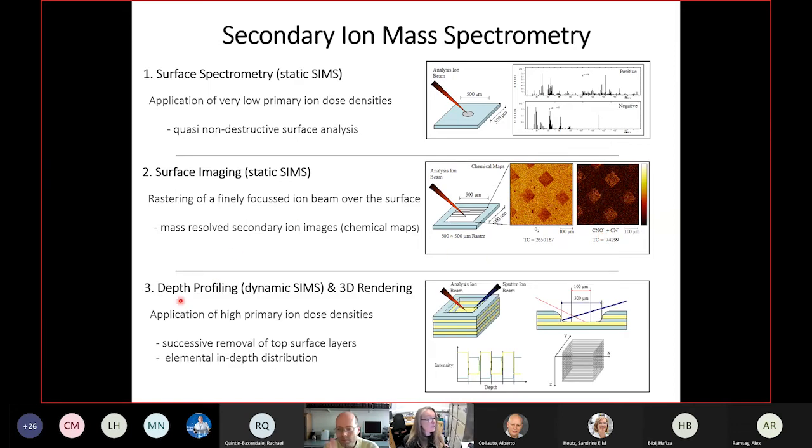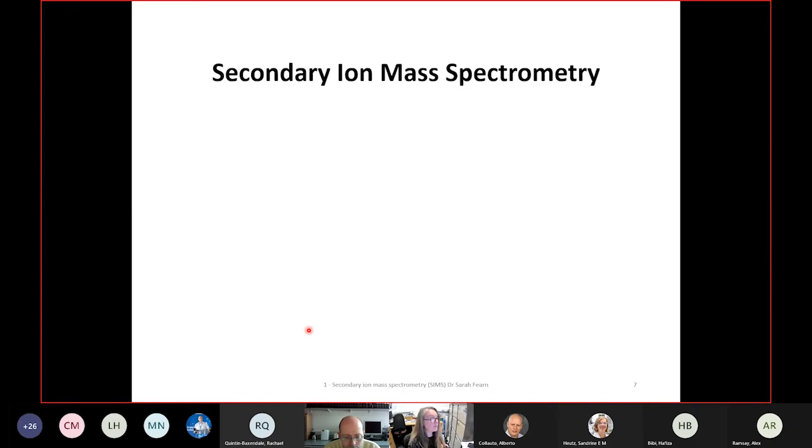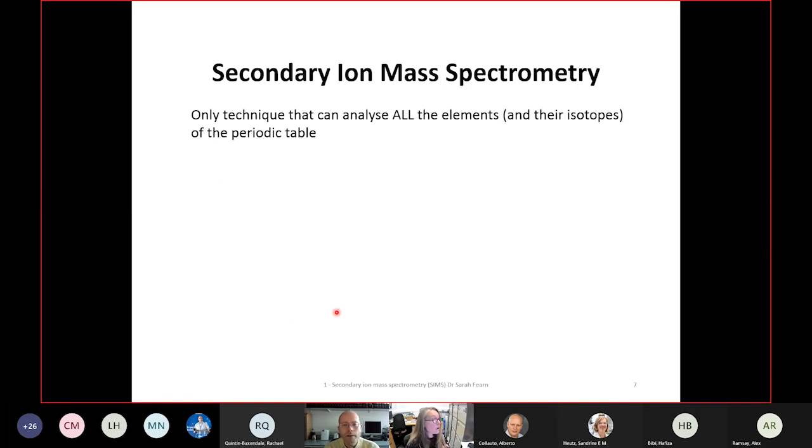And by introducing a second ion beam, so we have this sputtering ion beam that can also come in and raster over the surface, we can depth profile through a material and can get in-depth distribution of species that we're monitoring. So, some of the advantages of SIMS compared to other techniques, it's the only technique that can analyze all of the elements from hydrogen through to the uranium and their isotopes of the periodic table.